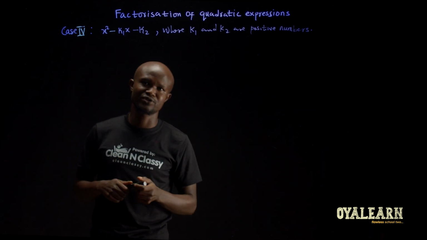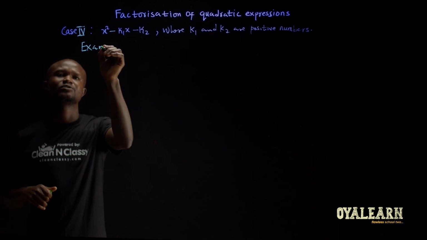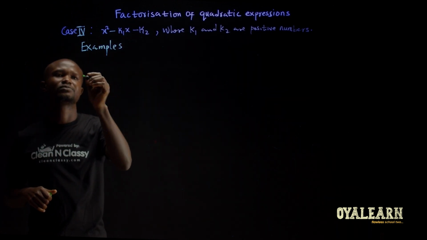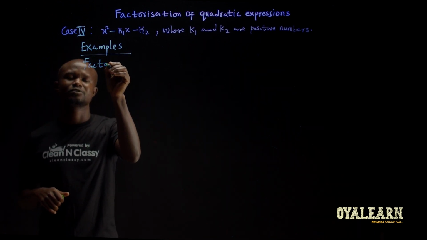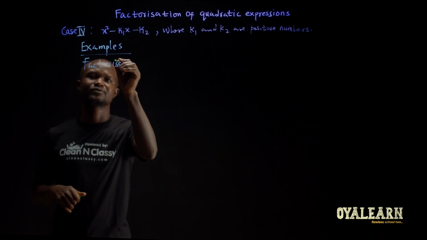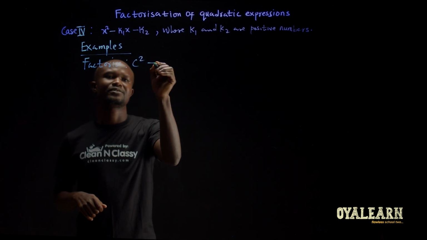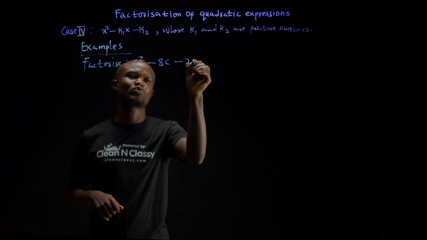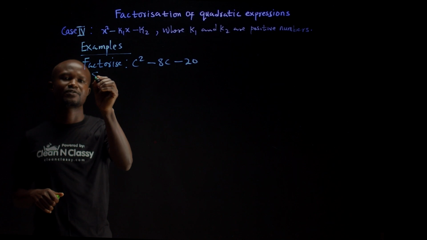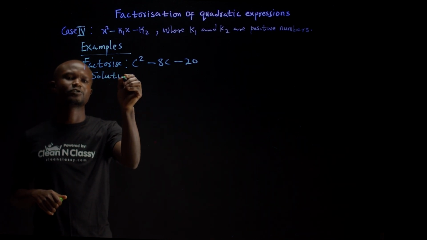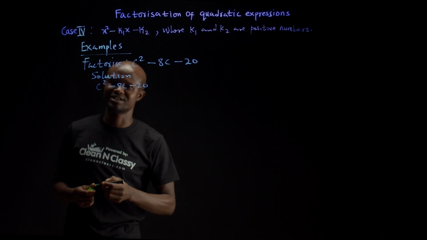Now let's take examples under case 4. Factorize c squared minus 8c minus 20. Now, how do we factorize this? We have the solution. c squared minus 8c minus 20. We want to factorize this.